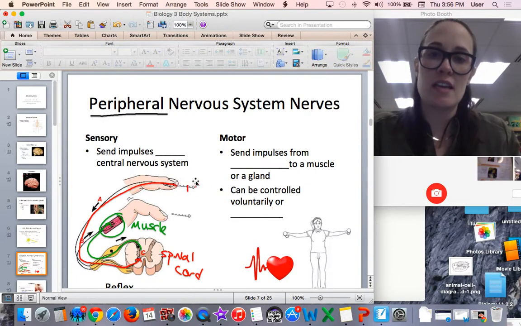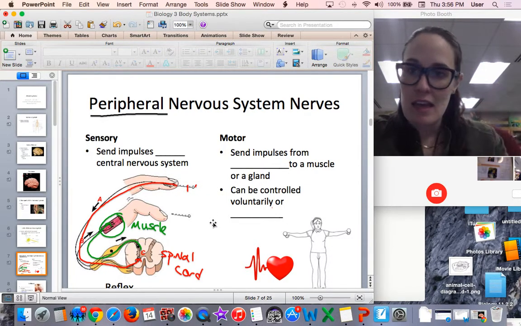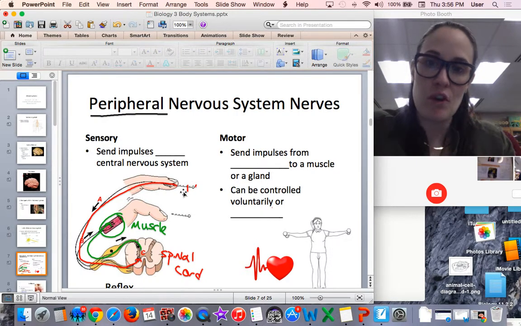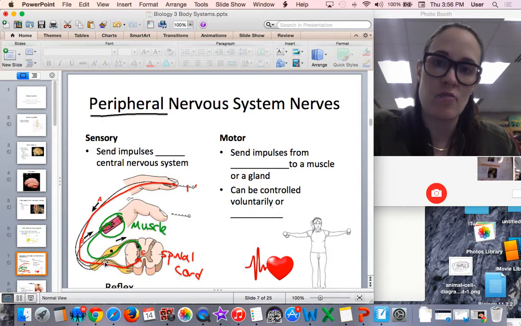Okay, so you can see here this person is hurting their finger, pricking their finger. Okay, so this A is this, in red I drew a nerve.